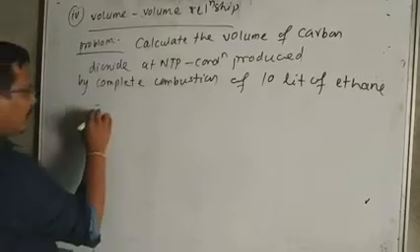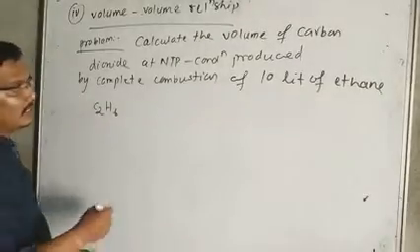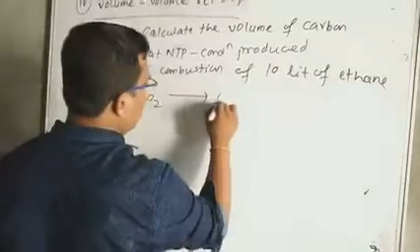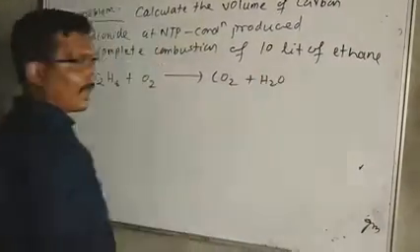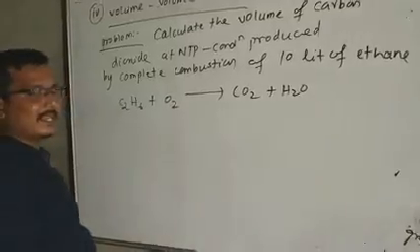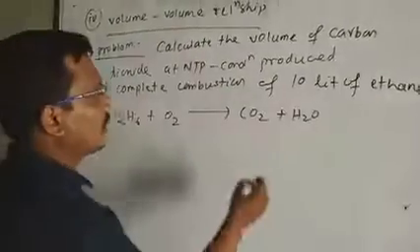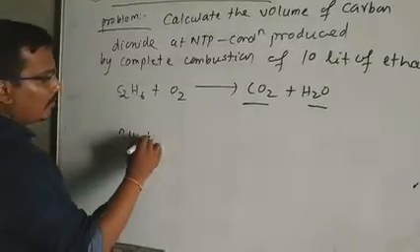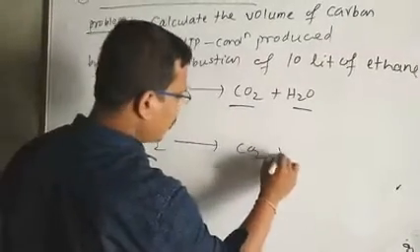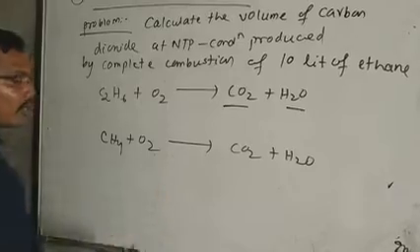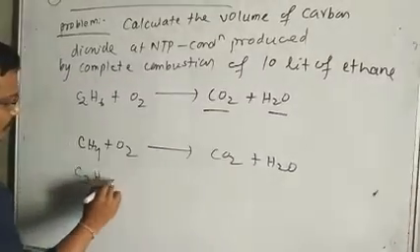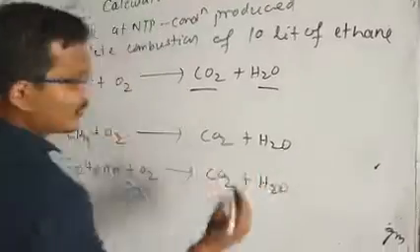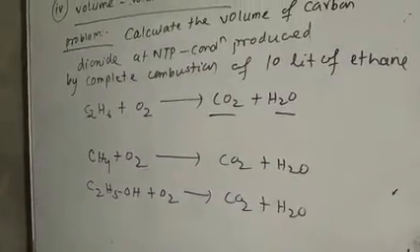We know the formula of ethane is C2H6. Combustion means reaction with oxygen. What will be the product? CO2 plus water. Remember, any hydrocarbon that undergoes combustion reacts with oxygen and the products must be carbon dioxide and water. If you take methane, CH4 plus O2, it gives CO2 plus H2O. If you take another hydrocarbon, it also gives CO2 plus H2O. Combustion produces carbon dioxide and water.